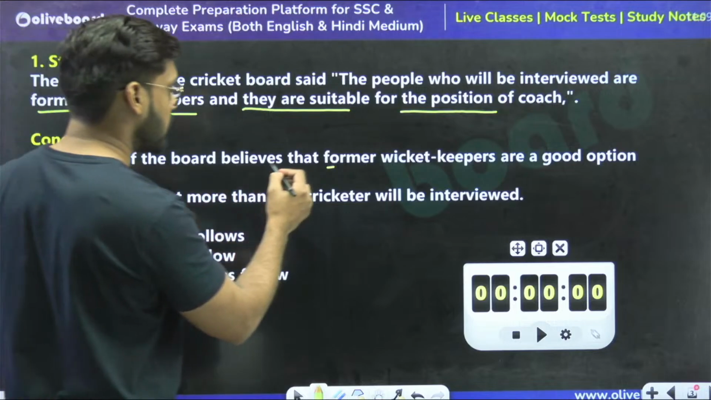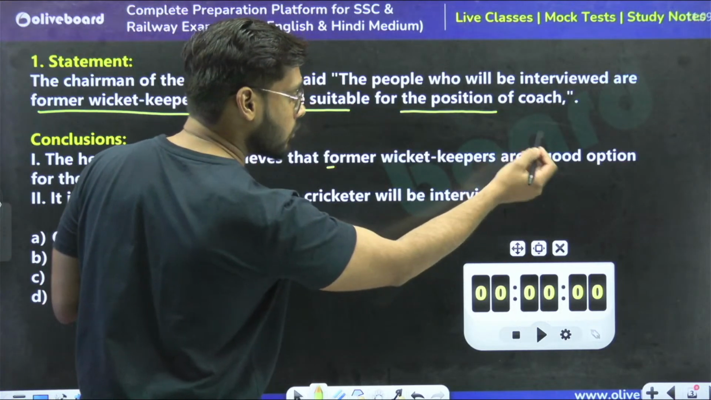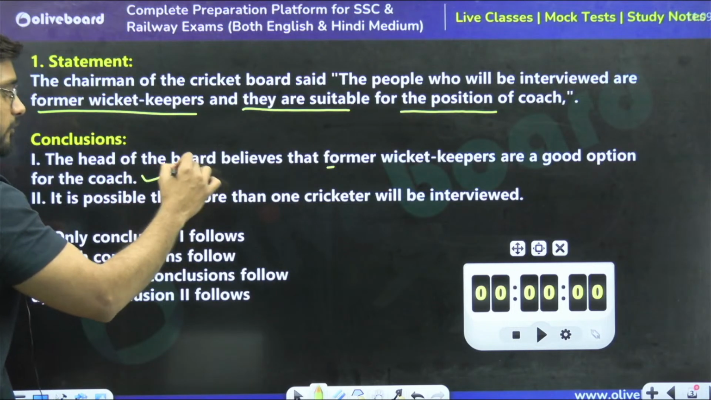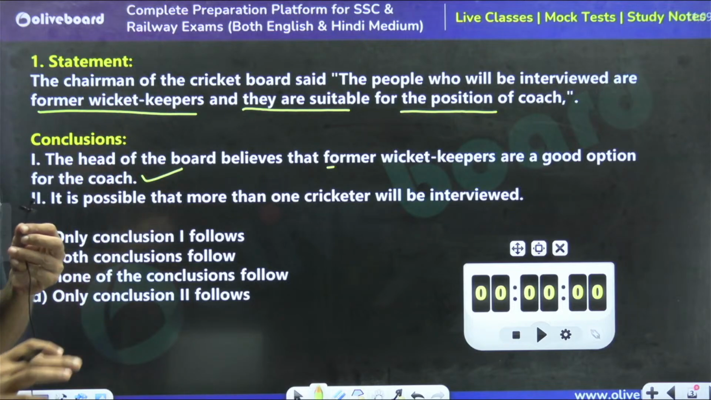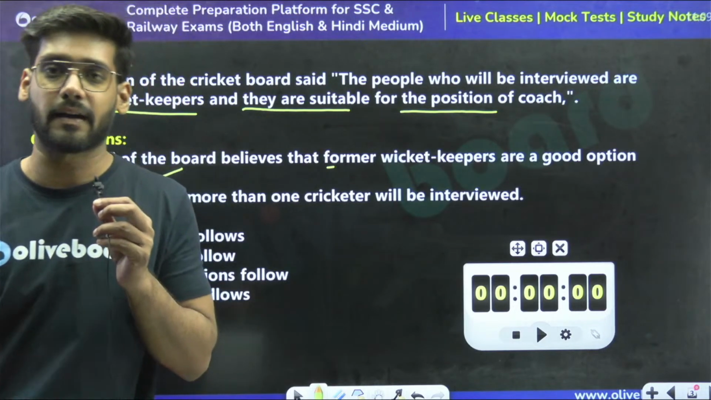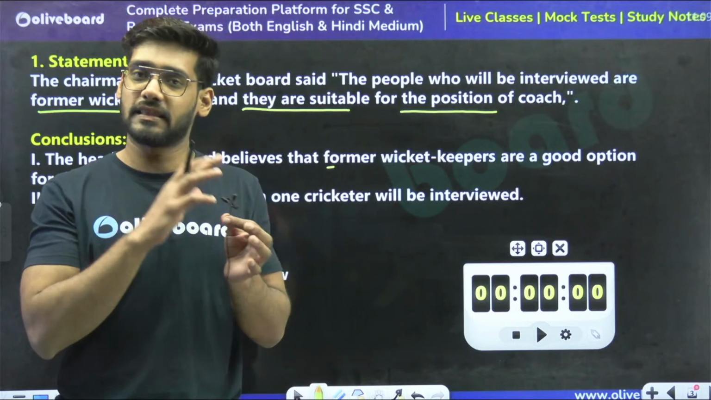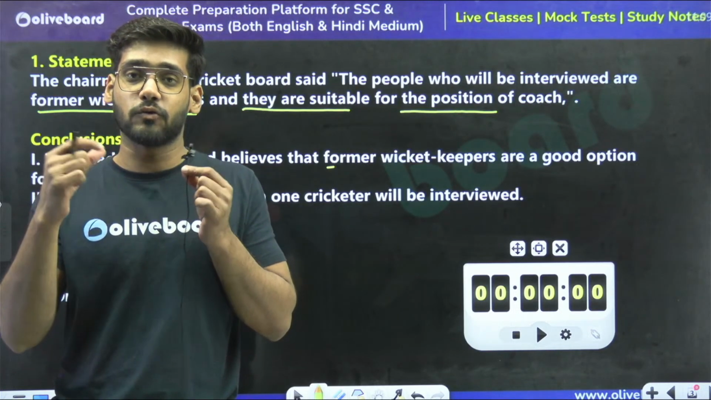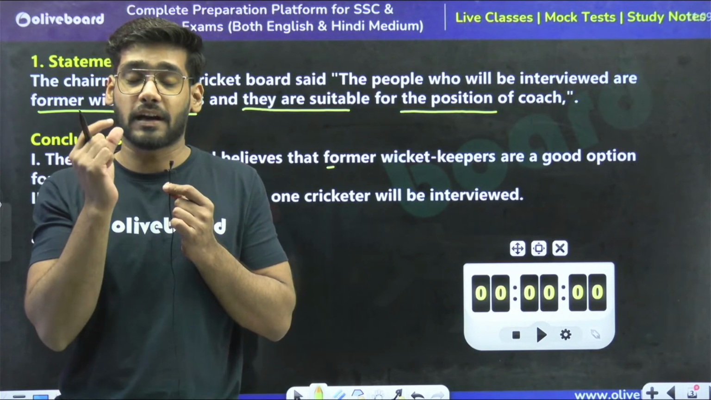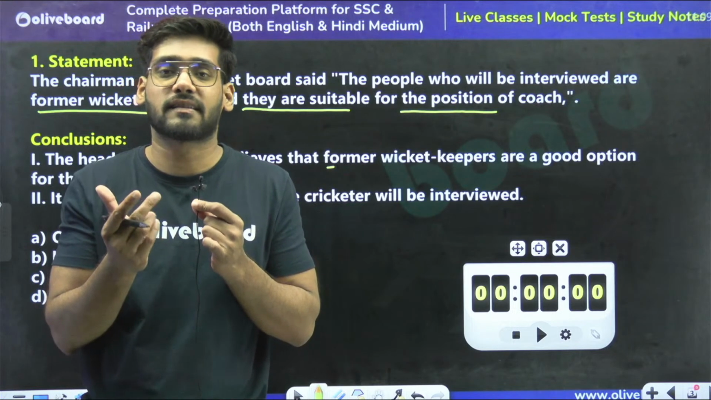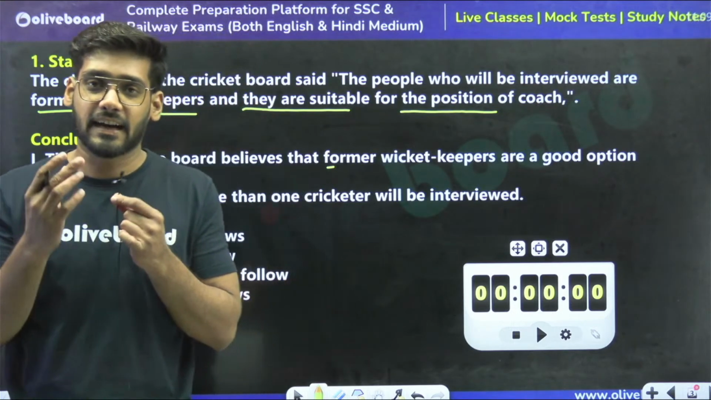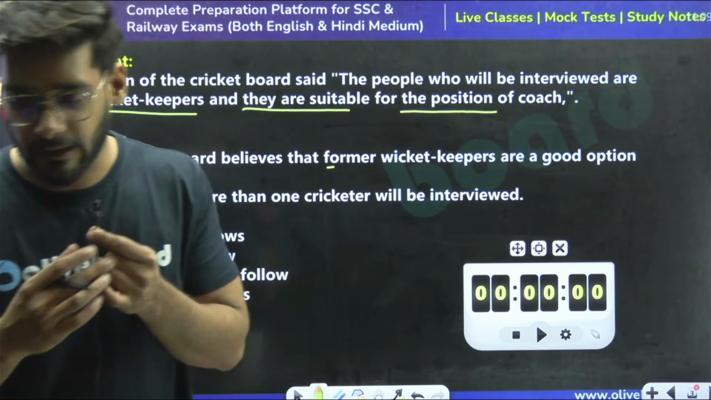The head of the board believes that former wicketkeepers are a good option for the coach. This one aligns with the given statement. There is no hard and fast rule. There is nothing that we can do in this chapter. All we need to do is use our brain. We need to critically think about the situation given in the statement, right? That's why it is called critical reasoning.